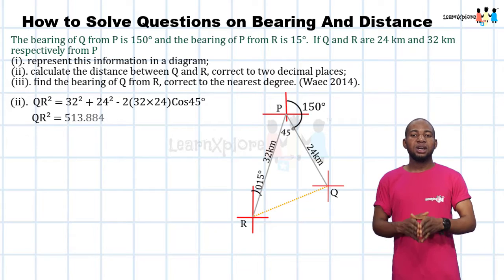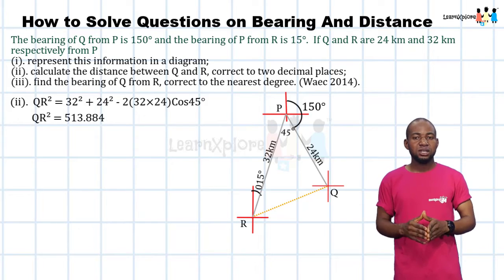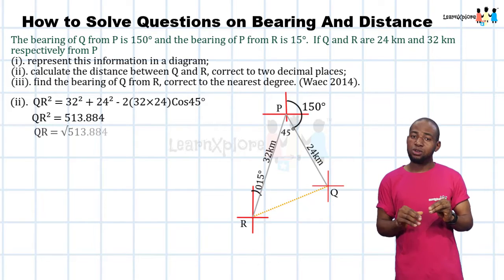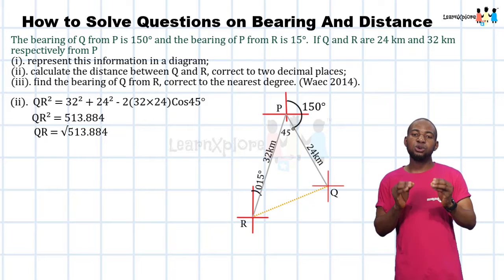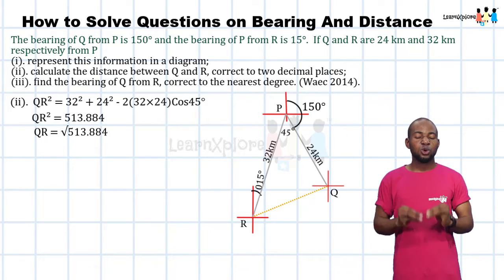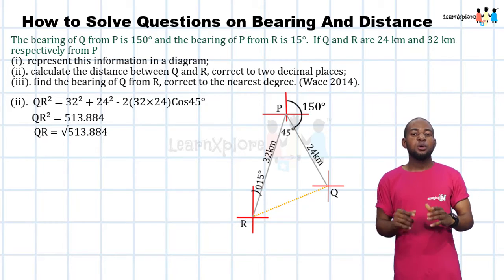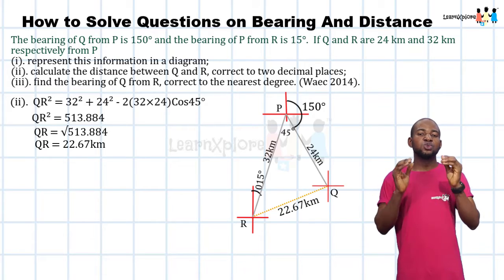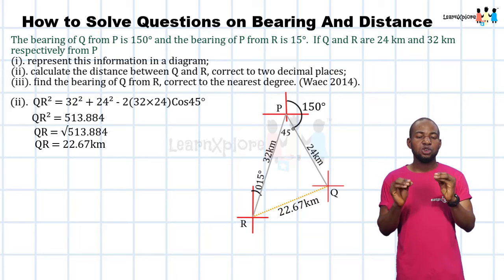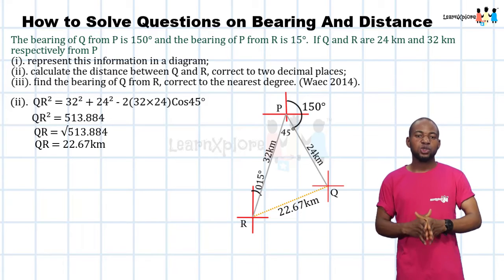Solving all this, I have 513.884. Therefore, we have QR squared and we're asked to find QR. So we take the square root of both sides. QR is equal to the square root of 513.884, equal to 22.67 kilometers. Let's go to the third one.